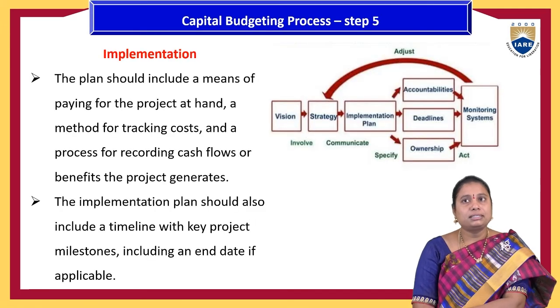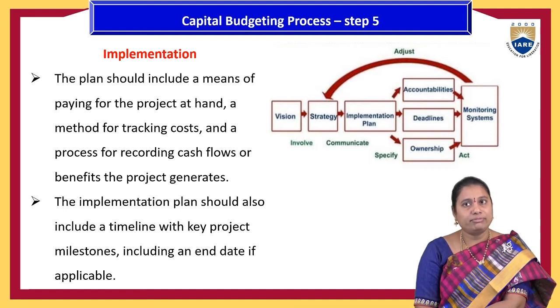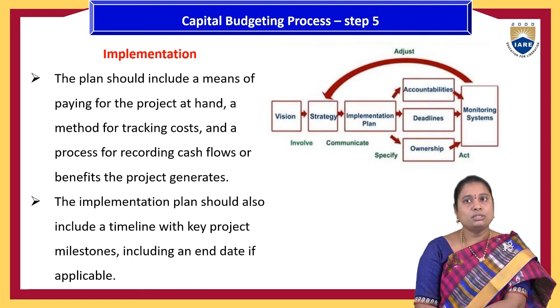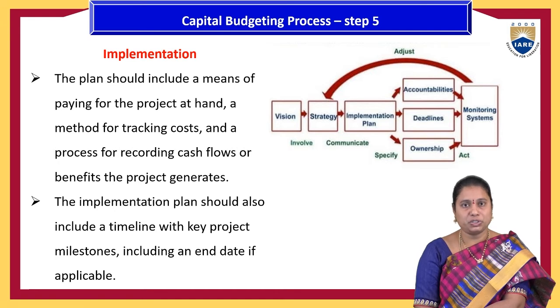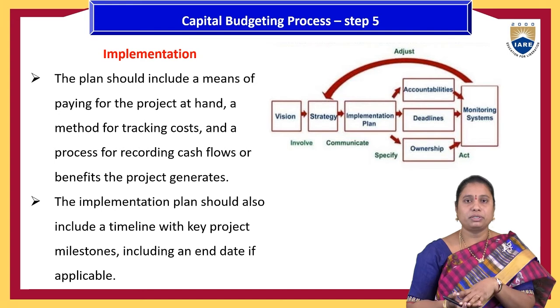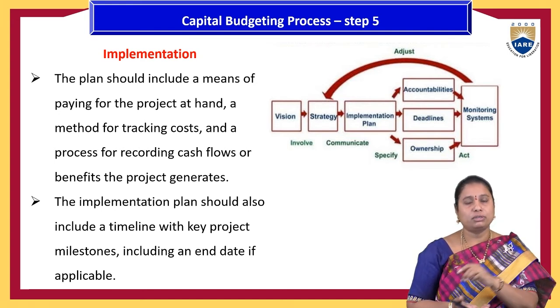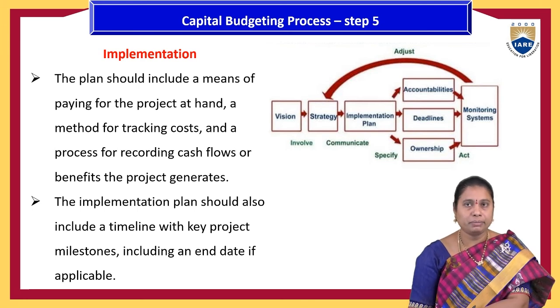The fifth step is implementation of the plans they have made based on the vision. They need to fix visions, strategies, and implementation processes like deadlines, accountabilities, ownership, and a monitoring system. So if they have planned everything, that is called the implementation stage. So once the decision is done, acquiring the plant and machinery, and fixing certain targets for those investments, everything is included under implementation.